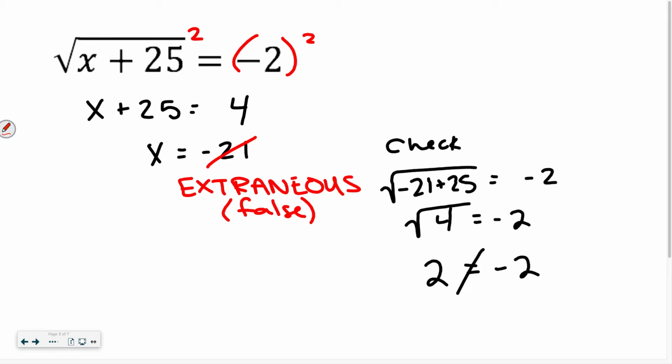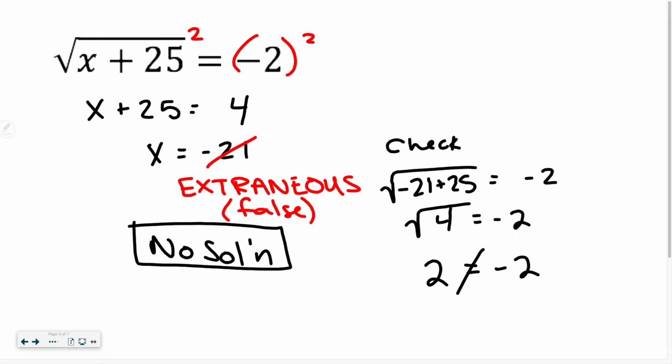Now, I know that when we're solving, we put the plus or minus, right? But that's different than simplifying a square root. Okay, so I'm not solving right here. I'm just simplifying this side. So there is a difference. Because my only solution was extraneous or false, my final answer is there's actually no solution. Negative 21 was the only x that would have worked, but it doesn't work.